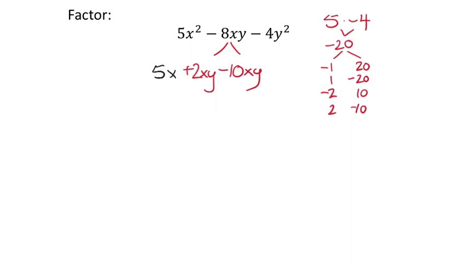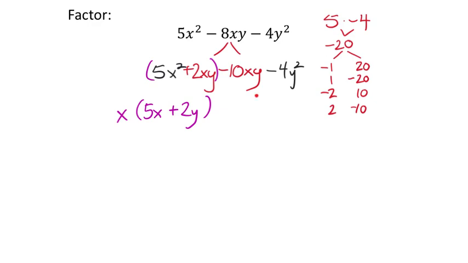I got 5x squared plus 2xy minus 10xy minus 4y squared. And we'll start factoring by grouping. So I'm going to group the first two. Right here, it looks like I can only factor out an x from these two terms. So that leaves me with 5x and then a +2y. Some students wonder how you can have an x and a y. It doesn't matter. All I could do is factor out an x. So that's just what I'm left with.